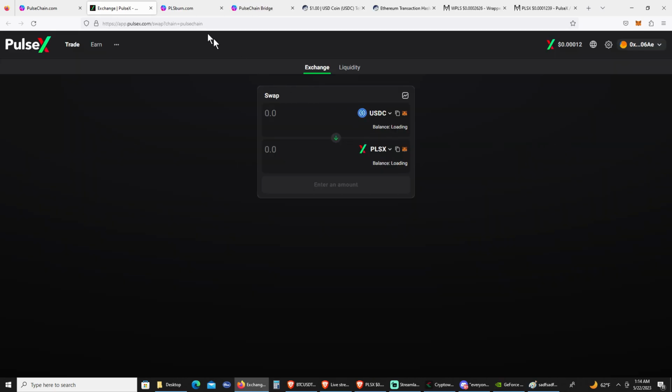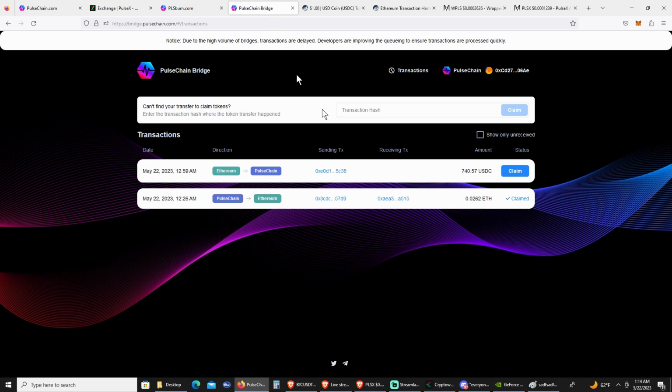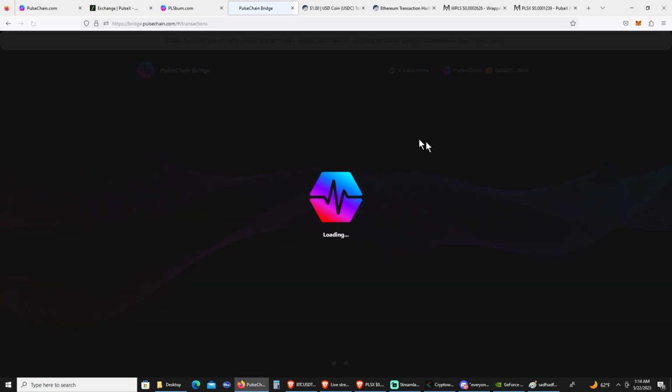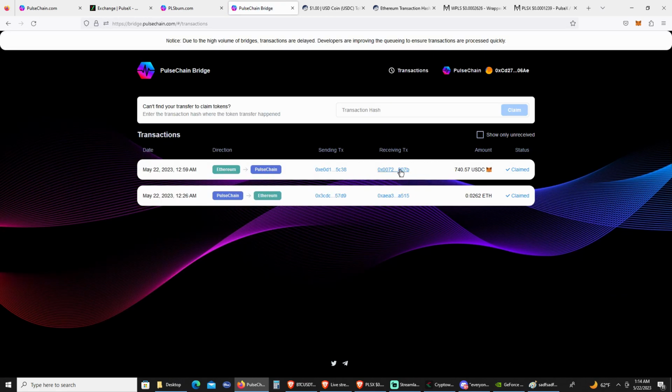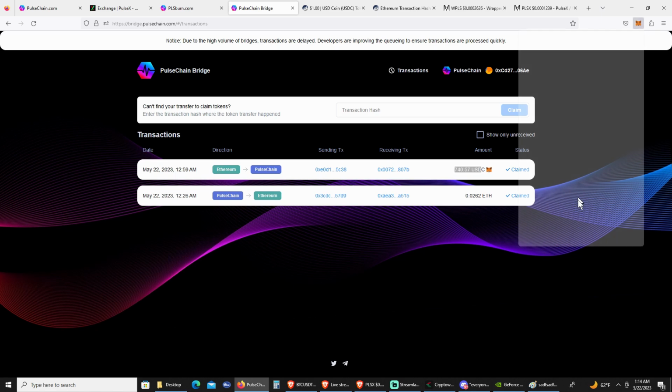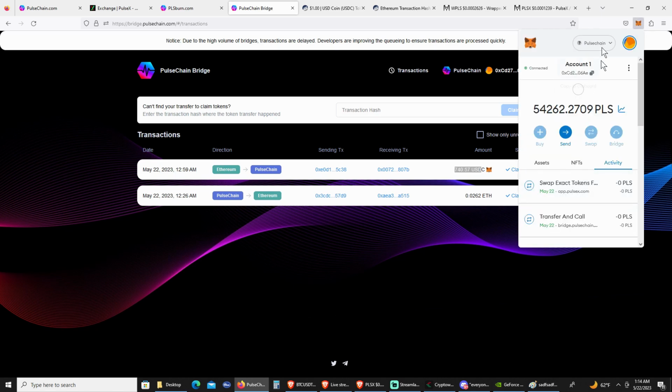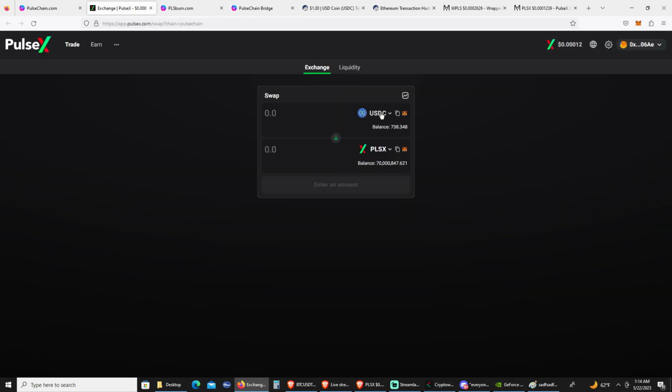Alright, so if you look at the transactions, refresh. I got a receiving ID. That means my tokens are automatically deposited into my Pulsechain wallet. So you go up here to Metamask. Make sure you're on the Pulsechain network. Go back over here to Pulsets. Now, if you don't have any Pulsechain, you're going to have to ask somebody to give you some, to loan you some, so that you can do your first swap.